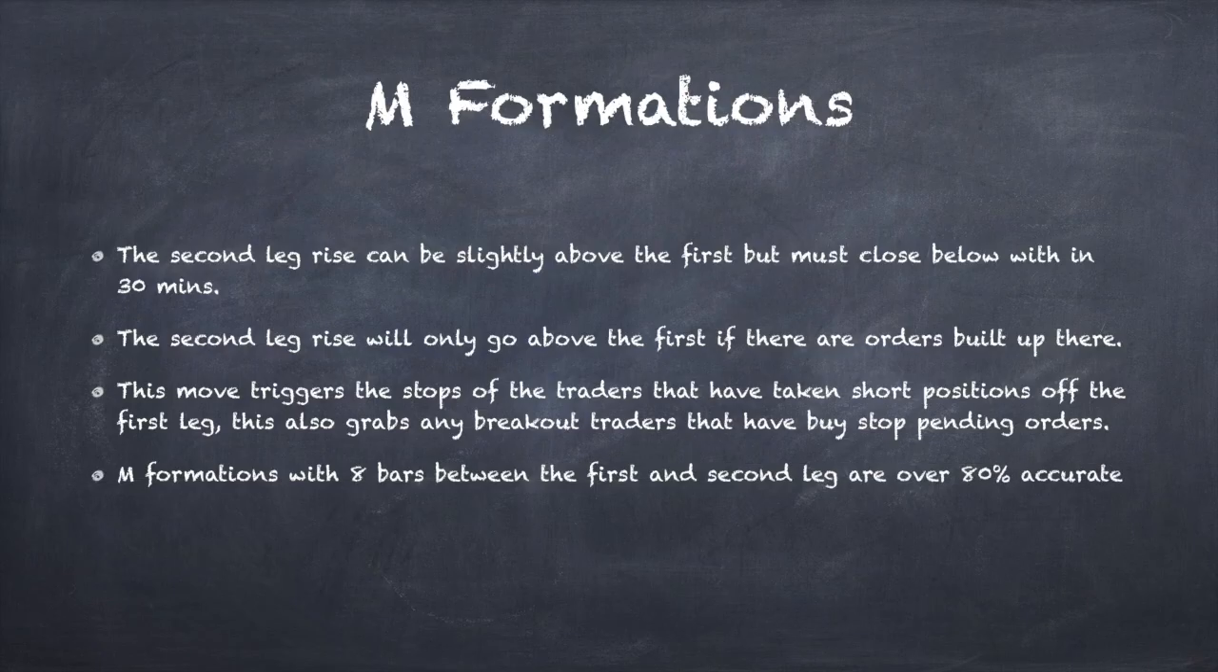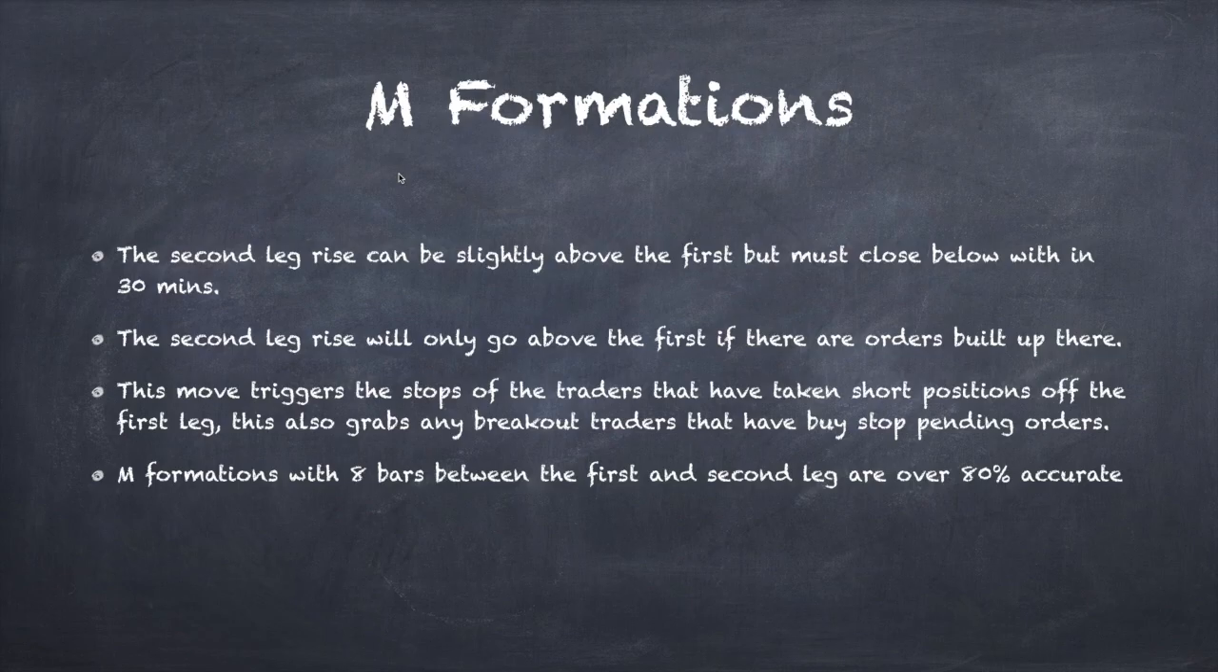M formations with 8 bars between the first and the second leg are over 80% accurate, guys. Did you know that? So an M formation that has literally 8 bars or more that make up this middle section is more than 80% accurate. Think about that. If you can grab M patterns that have 8 bars in between the first and the second leg, you're more than 80% accurate.